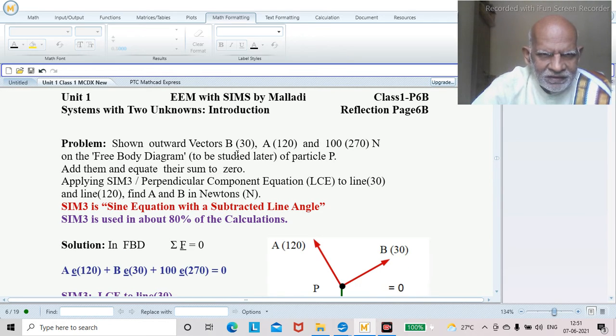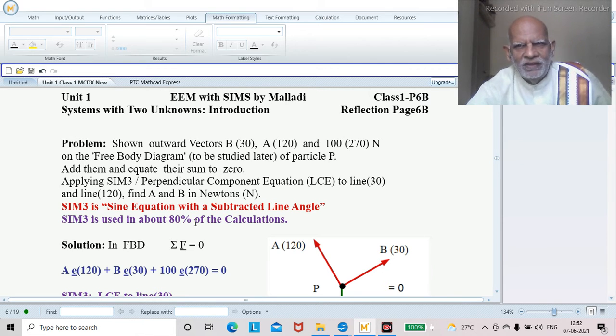It gives three vectors, shown outward, vector B at 30, already given, and all the angles are given, only two magnitudes are known. This is how to solve it: add them and equate the sum to 0. Then applying SIM3, which is called the perpendicular component equation, LCE, to the line 30 and line 120, find A and B. The same thing is explained in a different way: SIM3 is the sine equation with subtracted line angle. SIM3 is used in about 80% of the calculations, so it's better you master it very well.